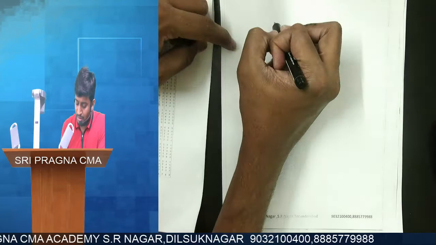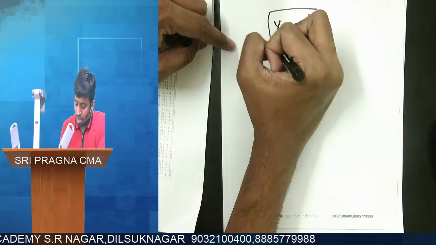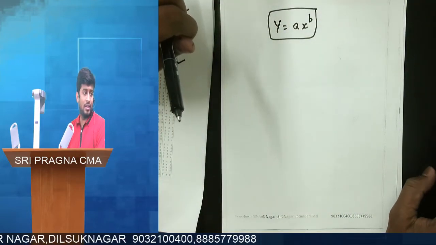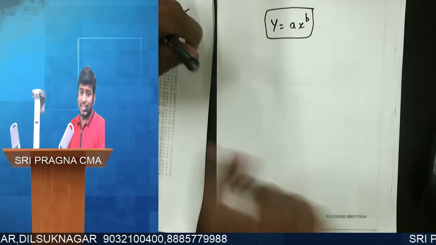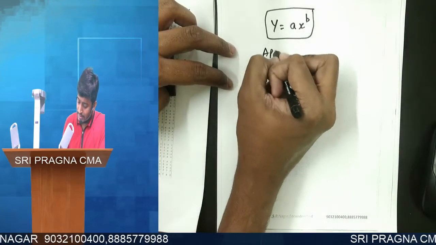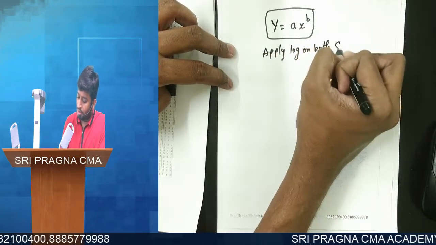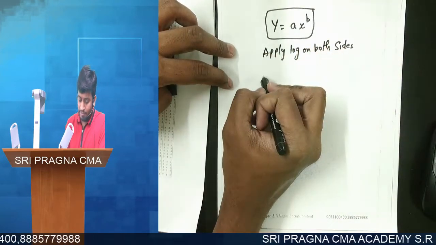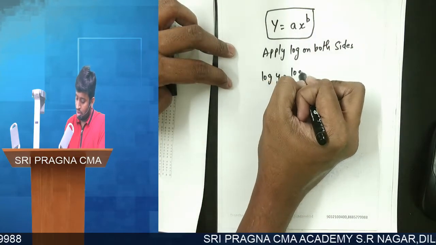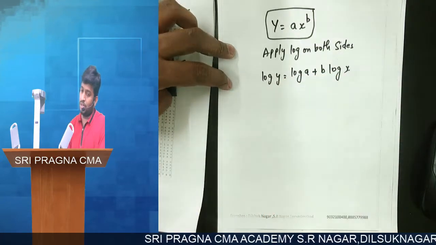We have one formula which is y is equal to a x to the power b. ये था ना रे आईपीसी इंटरमीडिएट लेवल में. If I apply log on both sides, it will be log y is equal to log a plus b log x.